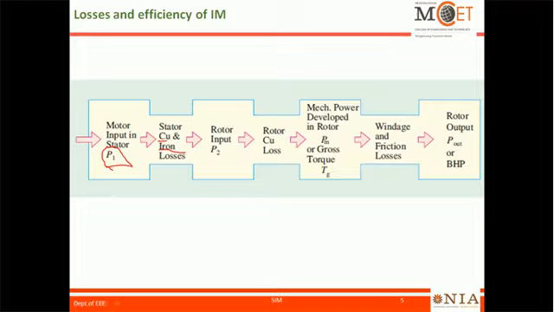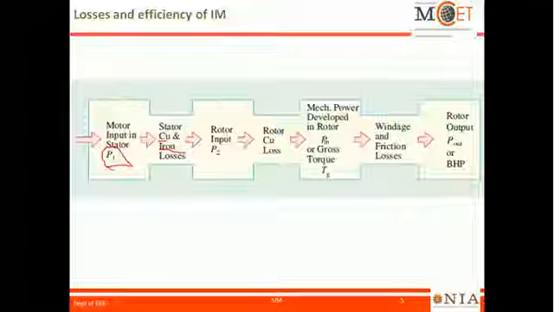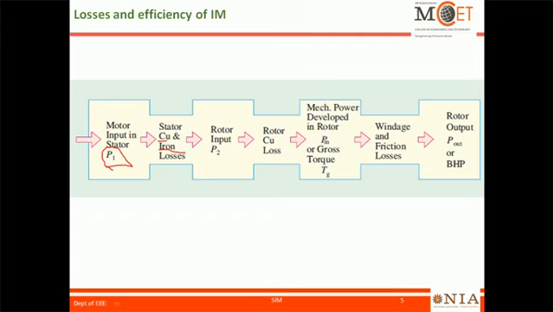So bearing friction losses. In the mechanical power developed, we have a small amount of losses because of the mechanical setup, and the remaining part will be available as the output power from the rotor shaft. That we call the HP rating, the actual horsepower rating.